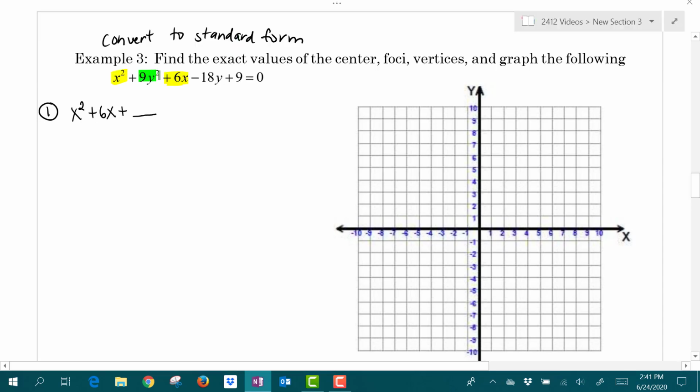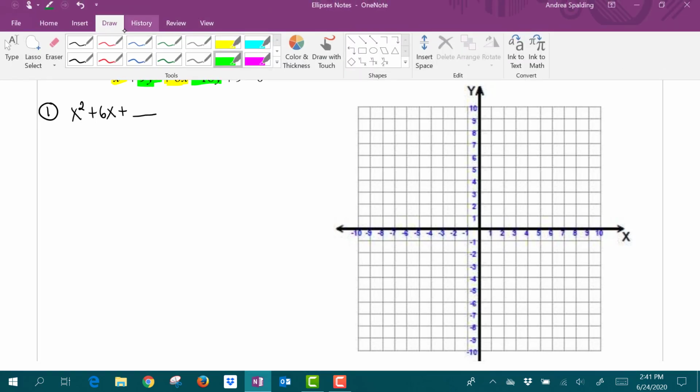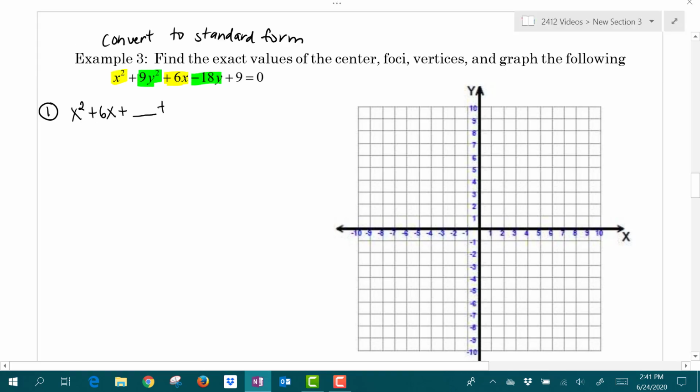All right, now I'm going to find the y terms. So I have y squared and negative 18y. I'm going to gather those together. It doesn't really matter the order. You can do the x's first and then the y's, or the y's and then the x's. But we just want them to be in order and side by side. I'm going to put plus a blank.